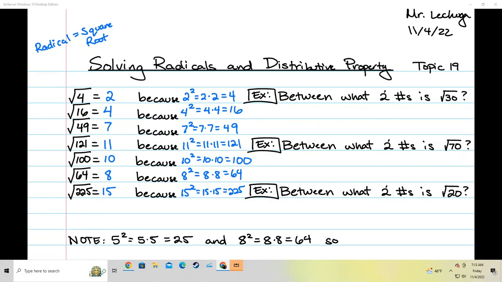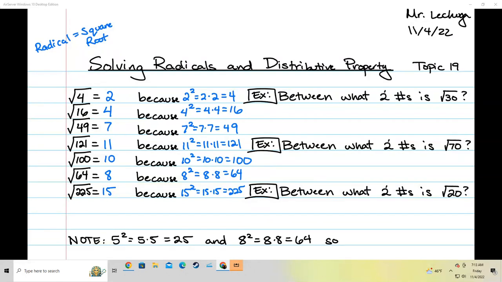That didn't work. 4 squared is 16. I'm trying to get to 30. That didn't work. 5 squared is 25. I'm trying to get to 30. That didn't work, and that was too low. 6 squared is 36. I'm trying to get to 30 and actually went too far.